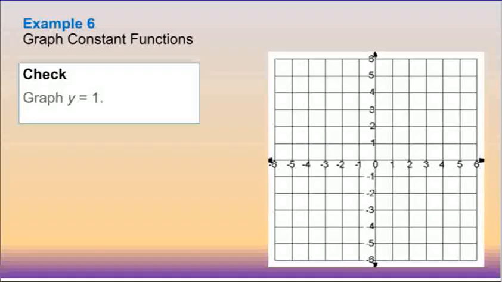Next, y equals 1. So I put a point on the y-axis at 1. I can put a random point here because whatever x is, the y is still going to be 1. So I have a horizontal line.